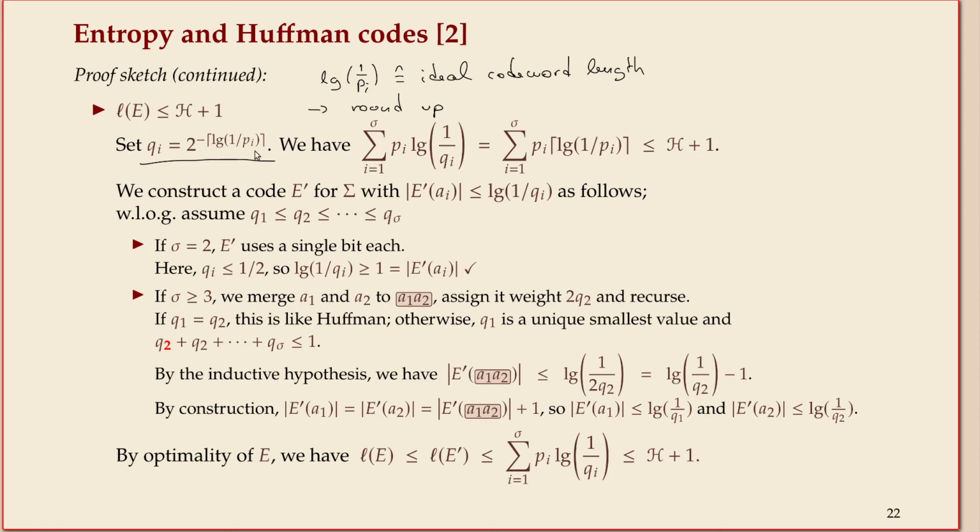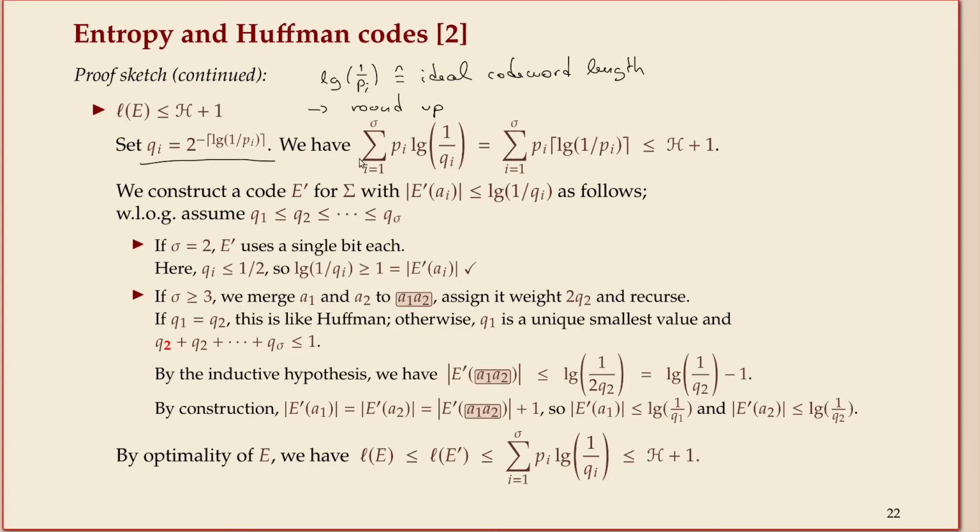So we take the ideal code word length, round it up, and then define a set of q_i as if we had this code already. So 2 to the minus of this rounded up code word length. So all the q_i are negative powers of 2. Can be 1/2, 1/4, 1/8, 1/16, and so forth.